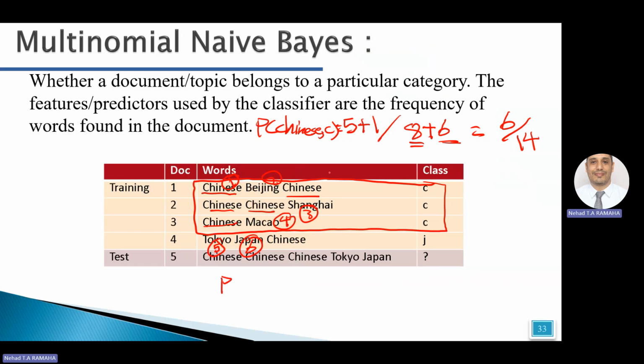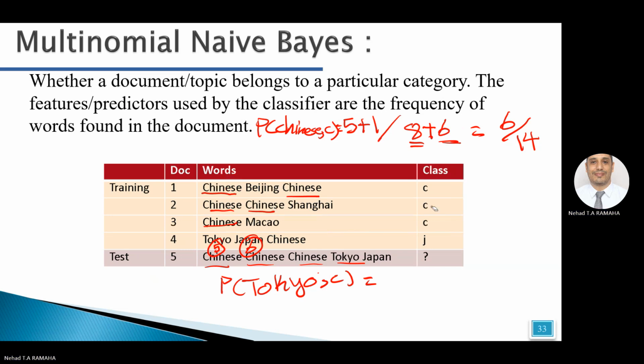Probability of we finish China with category C. Let's see, probability of Tokyo with category C is equal to... how many times do we have Tokyo here? 0. How do you calculate it? Well, we speak about category C, not the whole data set. So it's 0.